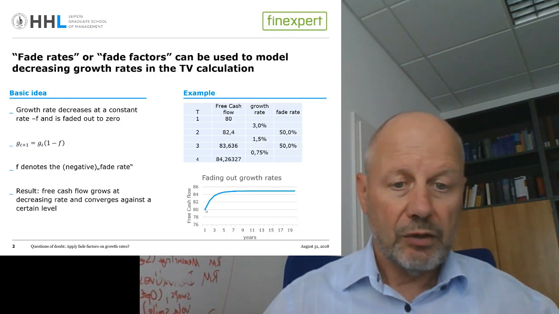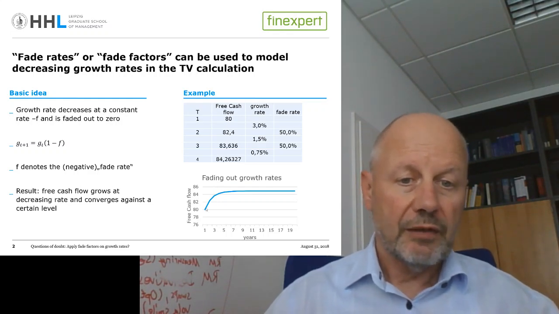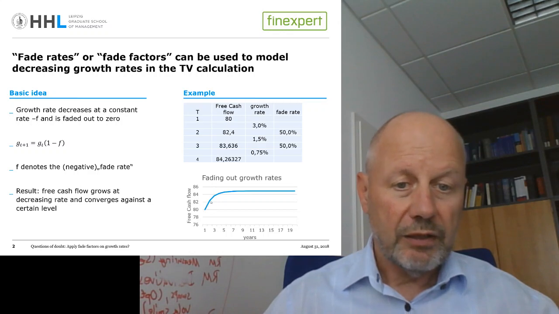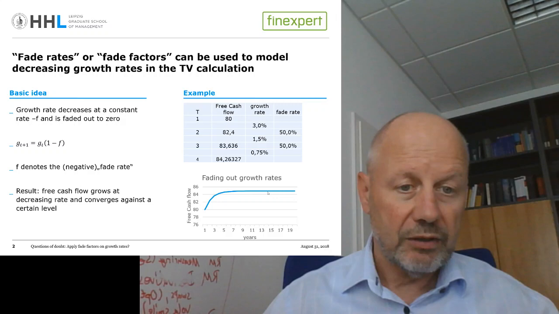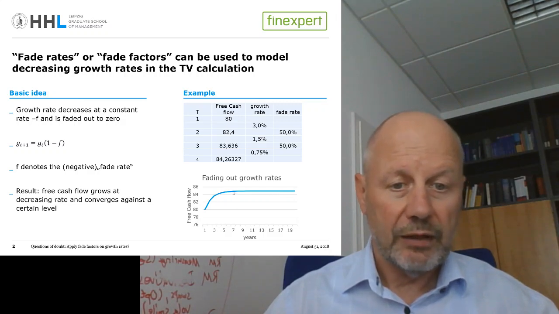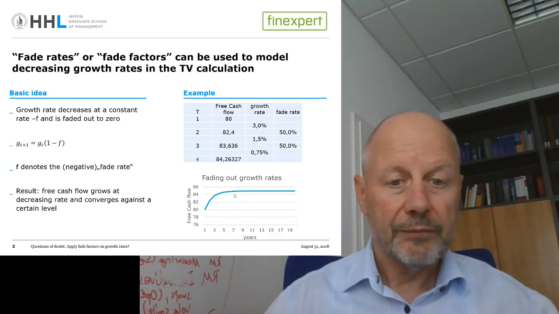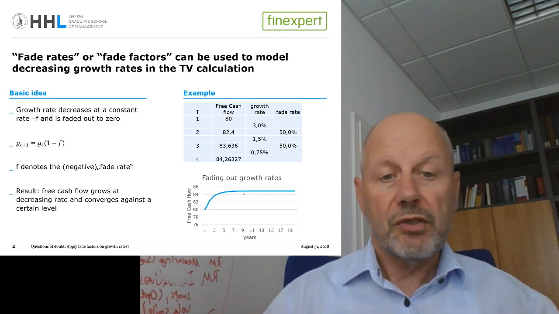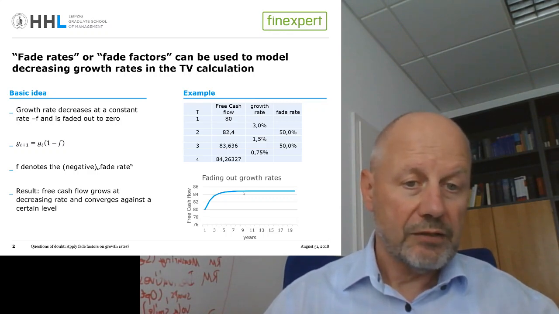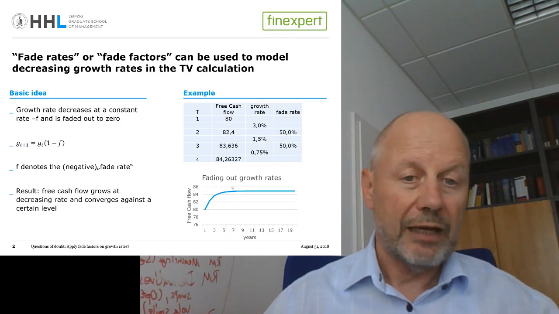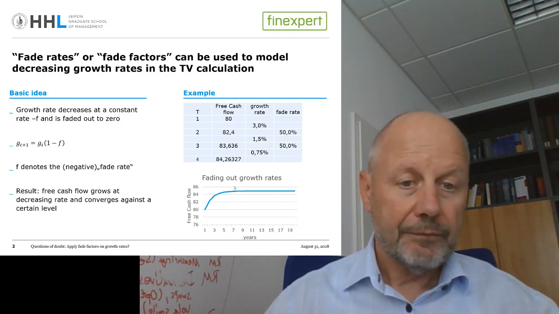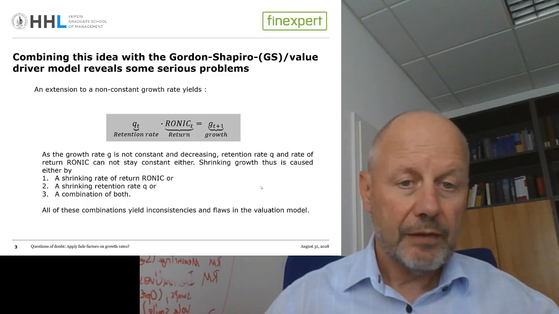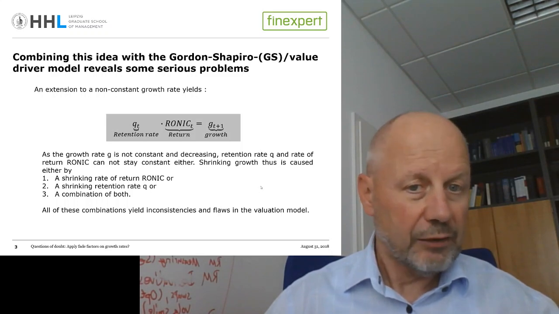Graphically, you see the result here: our free cash flow is growing but at a declining rate, and the growth rate is converging towards 0, and our free cash flow is growing towards a certain plateau level, which is around 85 in this particular case. So on first glance, this looks like a good idea. Unfortunately, on second glance, it appears that this is not the case.